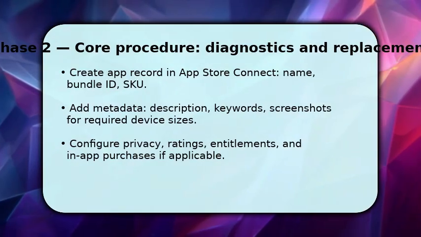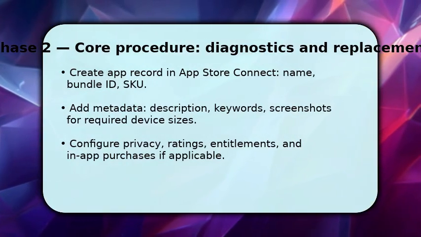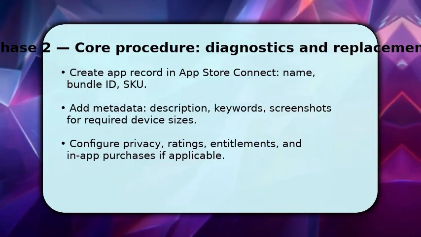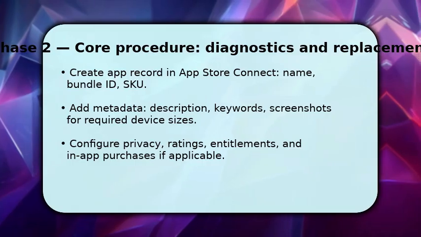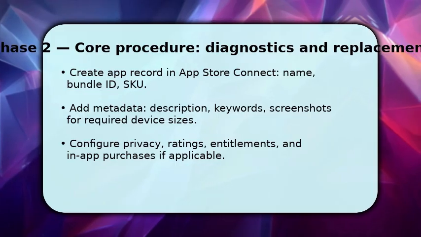You now focus on the App Store Connect record. Create the app entry with name, bundle ID, and SKU. Then fill metadata fields, the description, promotional text, keywords, and localized screenshots for required device sizes, because these drive discoverability.